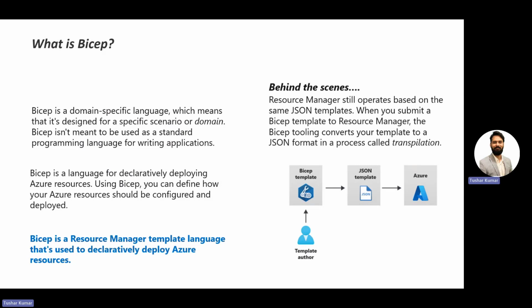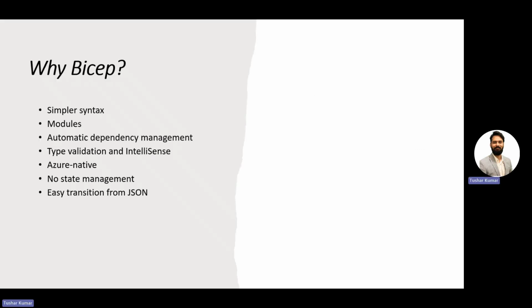And that transpilation is basically making sure whatever you have written in a Bicep template gets to your ARM, and basically the ARM is able to understand that overall template. Okay, so why should we use Bicep? Basically, we already had Azure ARM templates. We used to call them ARM templates. So what Bicep gives you is simpler syntax.